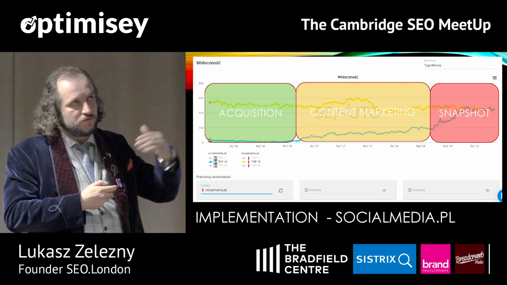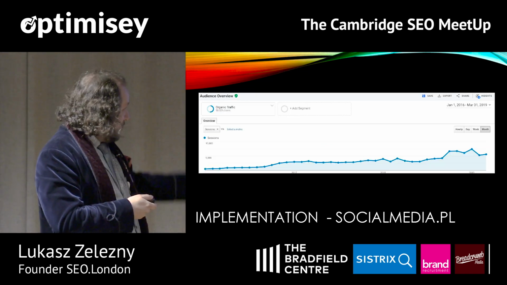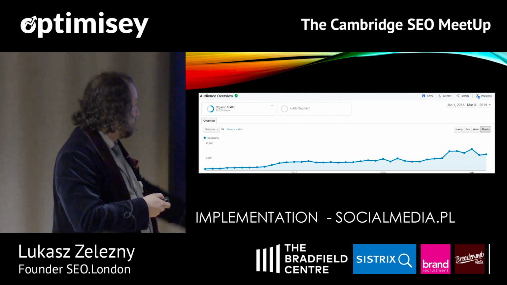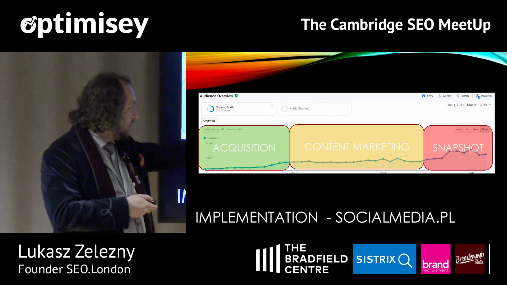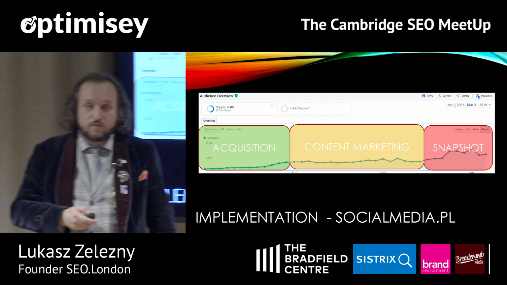And just to be fully transparent, this is not just a make-up kind of chart, or a chart that doesn't replicate in the traffic. There is a huge correlation. Here is a screenshot from Google Analytics. This is socialmedia.pl, and this is organic traffic, and you can see the same period is correlated.